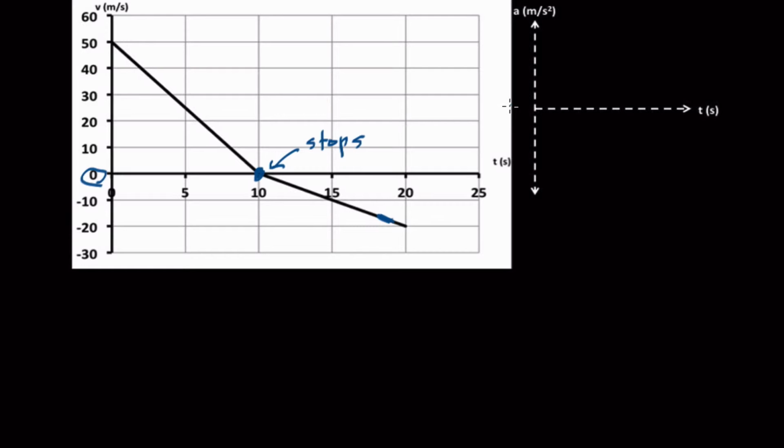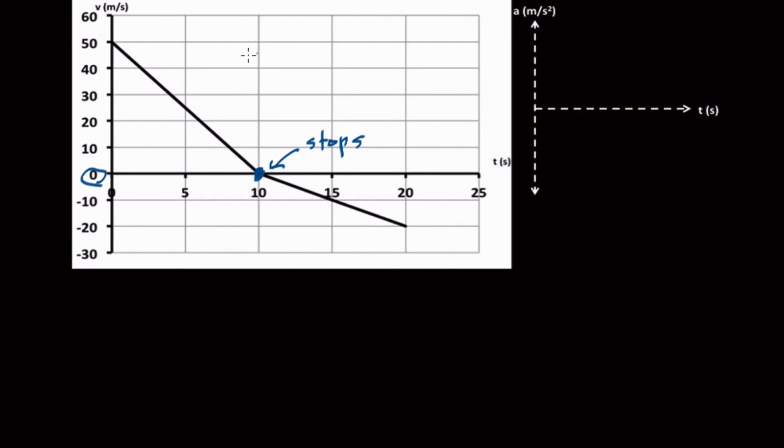And then it reverses direction. And it travels, if to the right was positive, then it travels to the left, and it speeds up. But we can also see from the slope here that it speeds up at a slower rate. We can see that the slope is less, so we would expect its change in velocity to be less.